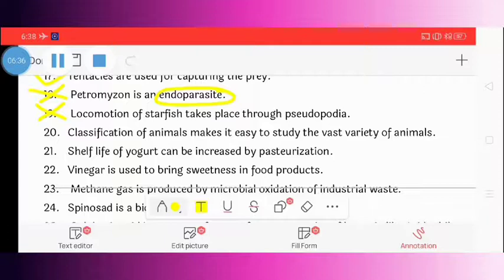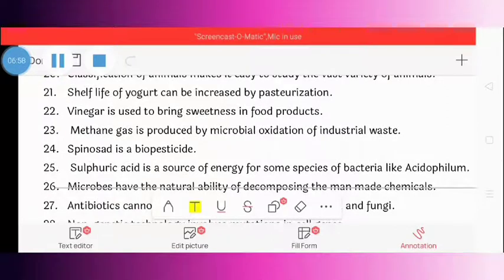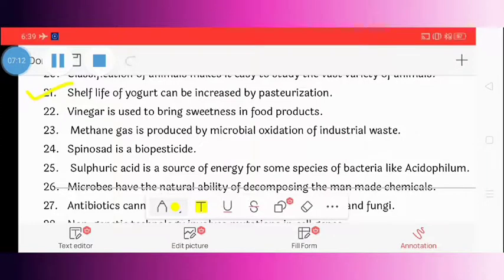Question number 20. Classification of animals makes it easy to study the vast variety of animals. So this statement is exactly correct because the classification of animals makes it easy to study the vast varieties of animals or organisms. Question number 21. Shelf life of yogurt can be increased by pasteurization. So this statement is also correct. Shelf life of yogurt can be increased by pasteurization. Question number 22. Vinegar is used to bring sweetness in food product. So this statement is false because vinegar is used to bring sour taste with pungent aroma.